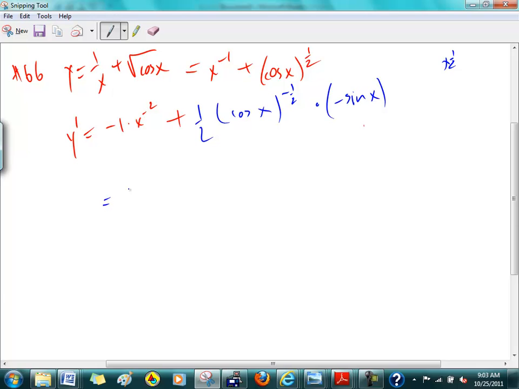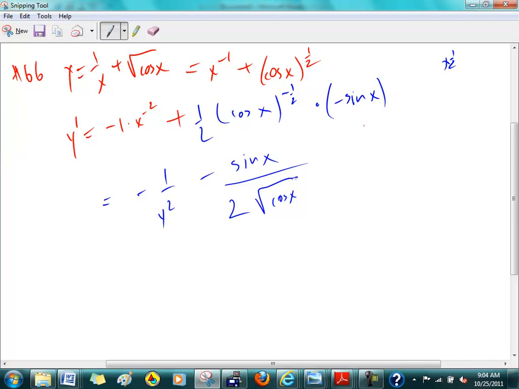Okay? So then this becomes negative 1 over x squared minus sine x over 2. What happens to this minus 1/2? It comes downstairs because it's negative, and you can write it as this. Why is it negative sine x to the 1/2?